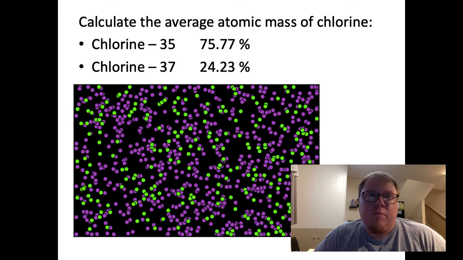Your turn. I want you to pause the video here and calculate the average atomic mass of chlorine. Chlorine has 2 major isotopes, 35 and 37. The 35 is 75.77% of a sample, which in this picture would be the purple. And then the 37 is 24.23% of any given sample, which in this picture would be the green. So pause the video and calculate the average atomic mass of chlorine.